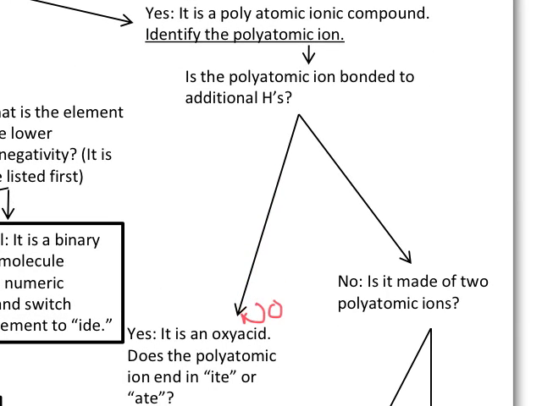Now just like H's make an acid on the other side, H's added to the polyatomic ions will make them into an acid also. I'm trying to be careful here to say additional H's so that you're not confused by something like this polyatomic ion, which is acetate. I'm not talking about whether the polyatomic ion has H's in it. I'm talking about whether acetate has been bonded to additional H's besides what's in it. So be careful with that.